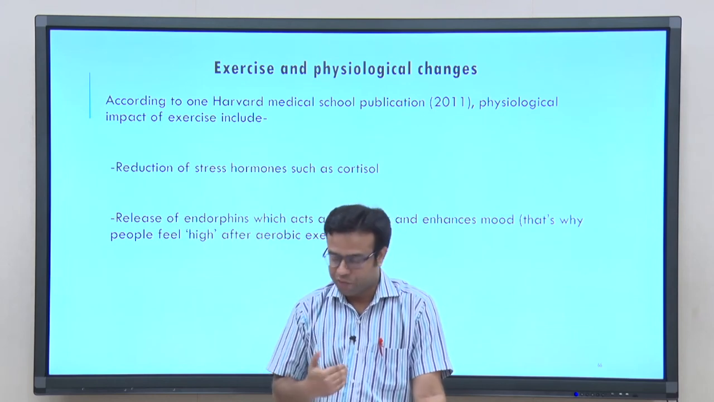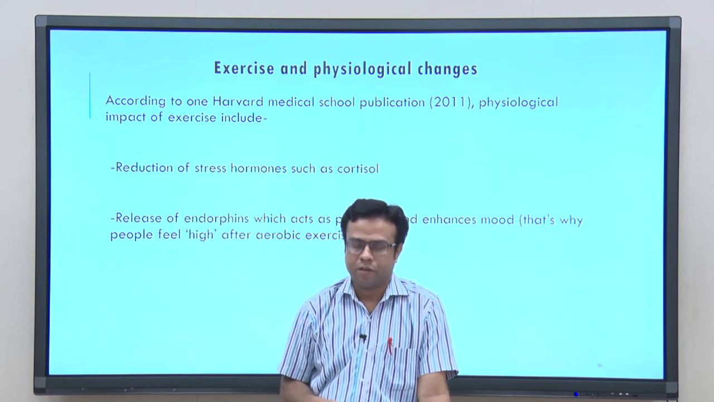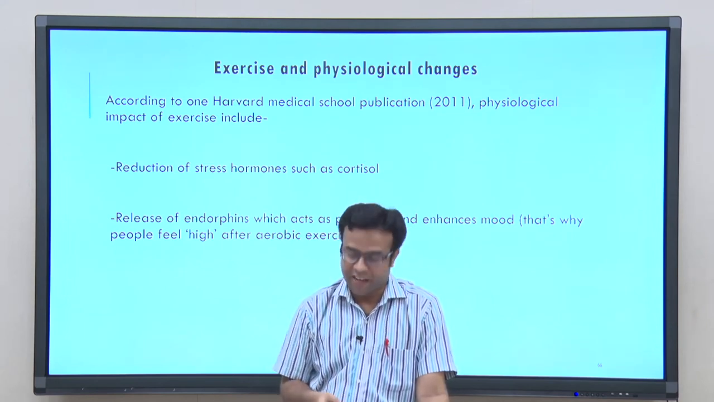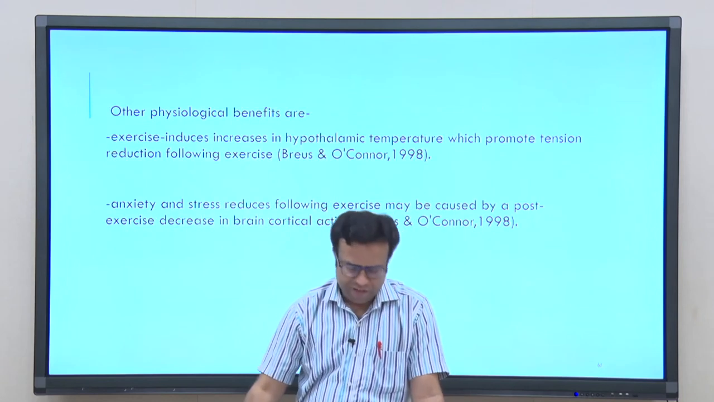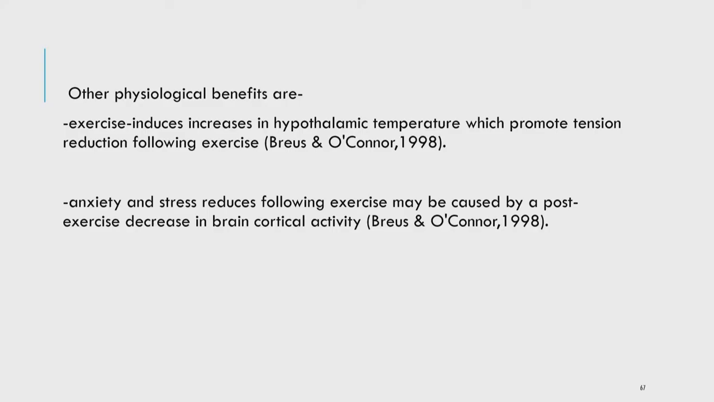So these are some of the aspects of physiological changes brought about by exercise. Some other physiological benefits: some research indicates that exercise induces an increase in hypothalamic temperature. The hypothalamus is an organ in the brain, which promotes tension reduction following exercise. So it can also bring some other physiological changes, such as increased hypothalamic temperature, which seems to reduce tension and stress. Anxiety and stress reduction following exercise may be caused by a post-exercise decrease in brain cortical activity.